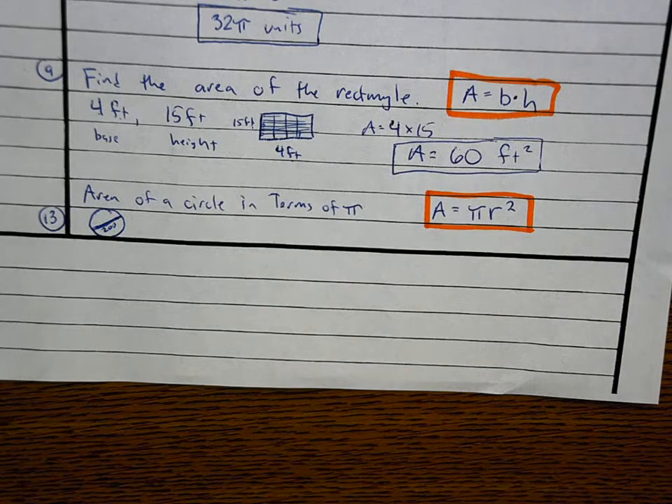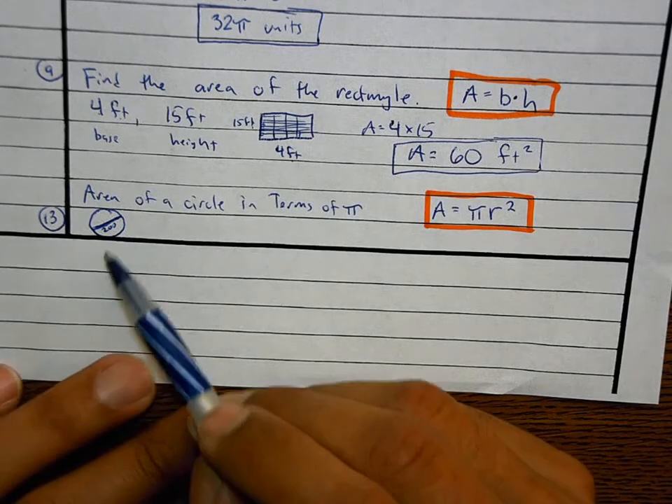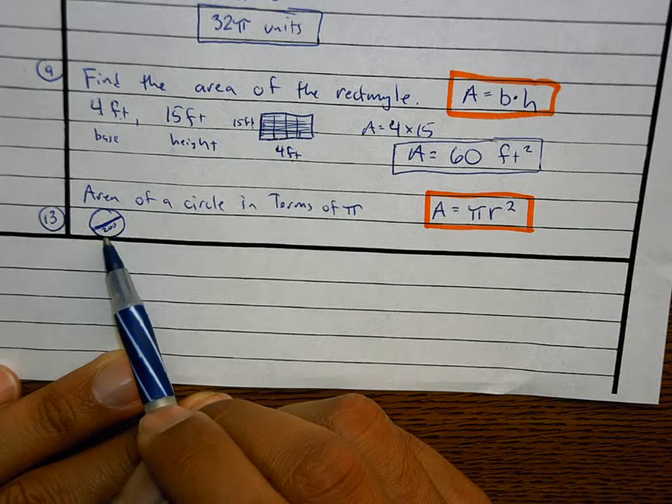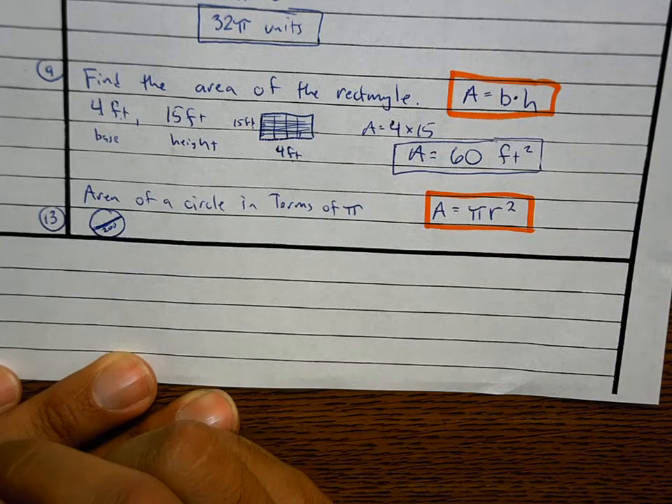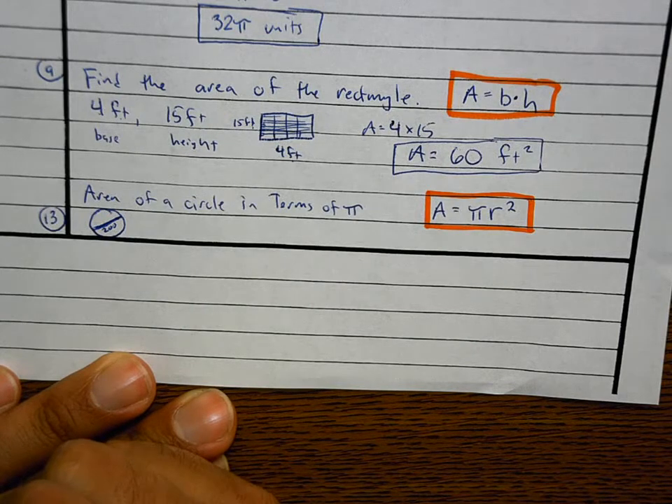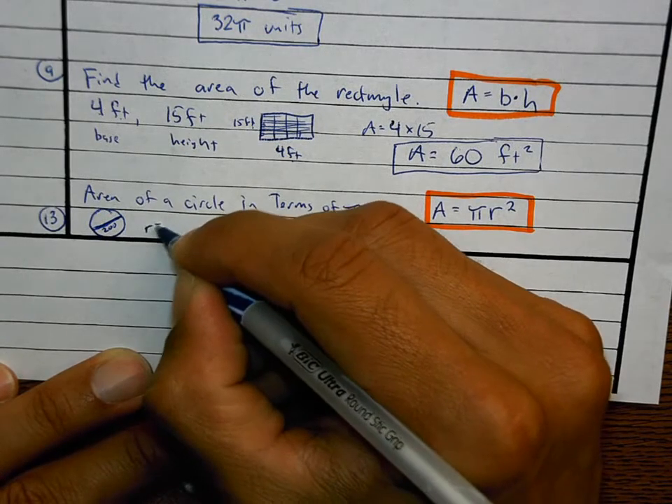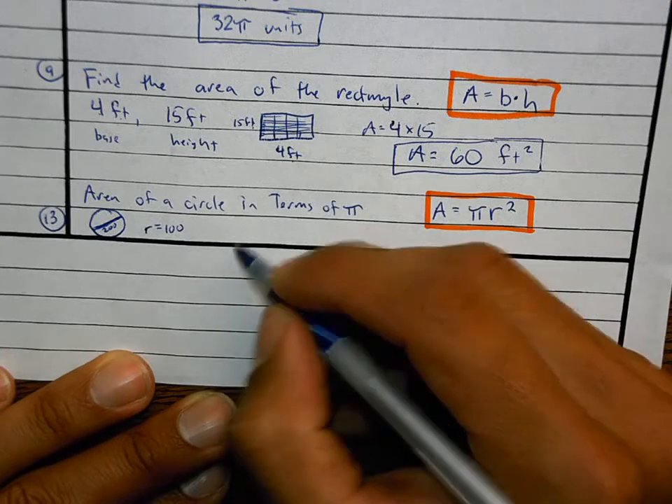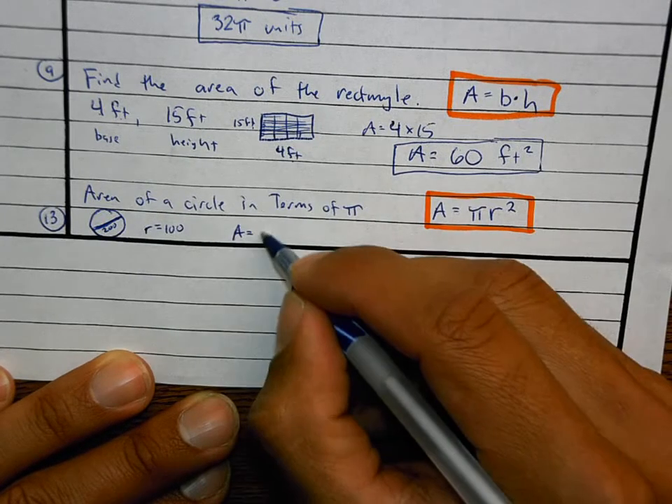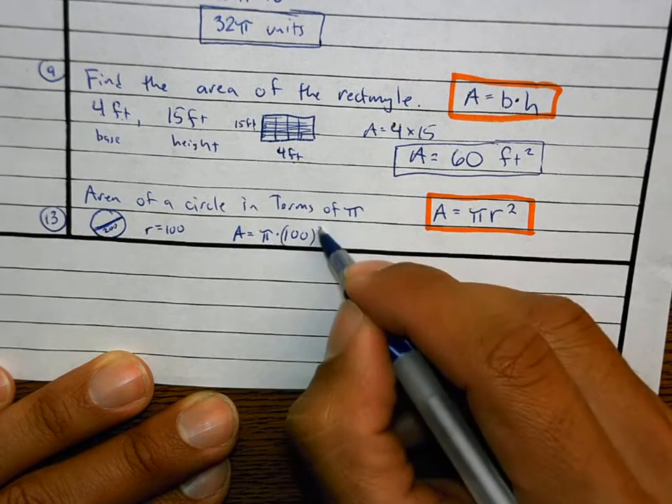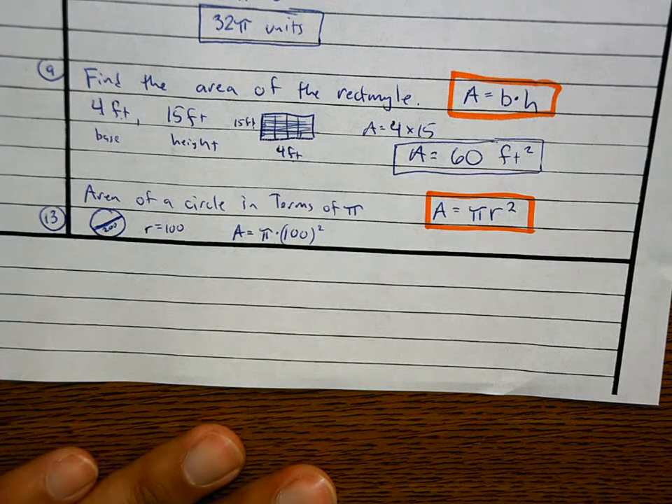So my very first question to you is, is this a radius? So they are trying to trick you on number 13. They gave you a diameter. What is the radius? Okay, so I'm going to put r equals 100 just so I know. They didn't give that to you, but that's what it is. And then what we have to do is find the area. Now I'm going to plug it into this formula. Pi times 100 is the radius squared. And I get to leave my answer in terms of pi.